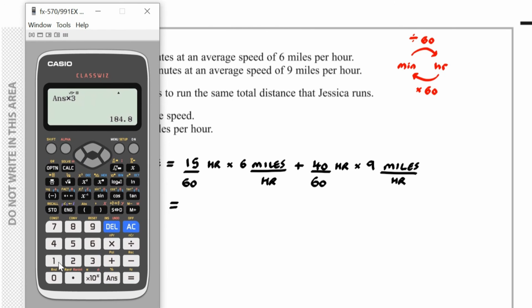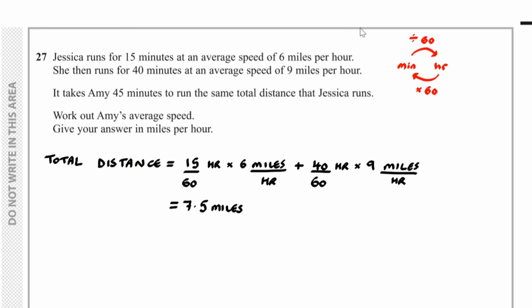So if I work this out, 15 over 60 times by 6 plus 40 over 60 times 9, which is 15 over 2, or 7.5 miles. So now I can find out the speed. Now I know for the final part it takes 45 minutes to run the same total distance that Jessica's run.